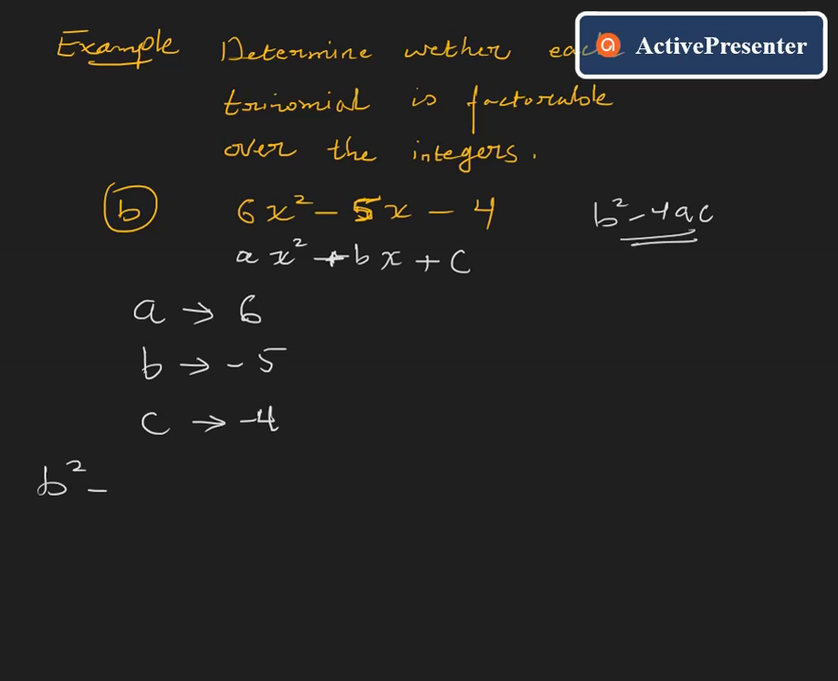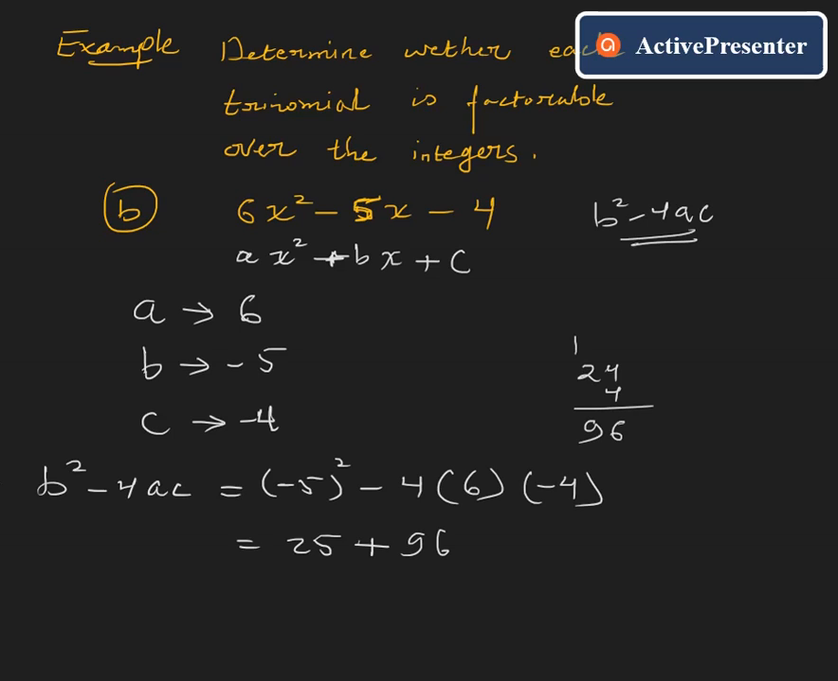So b squared minus 4ac is equal to what? Minus 5 squared minus 4 multiplied in a, which is 6, multiplied in c, which is minus 4. So this is equal to 25. Negative multiplied in negative will give a positive number. So positive 4 multiplied in 6 is 24. 24 multiplied in 4 is what? 96. So this is equal to 121.